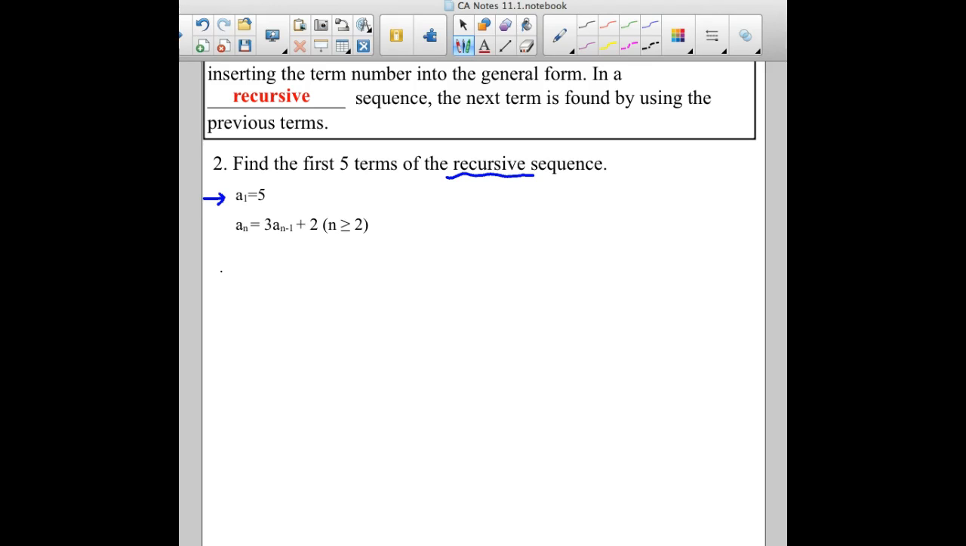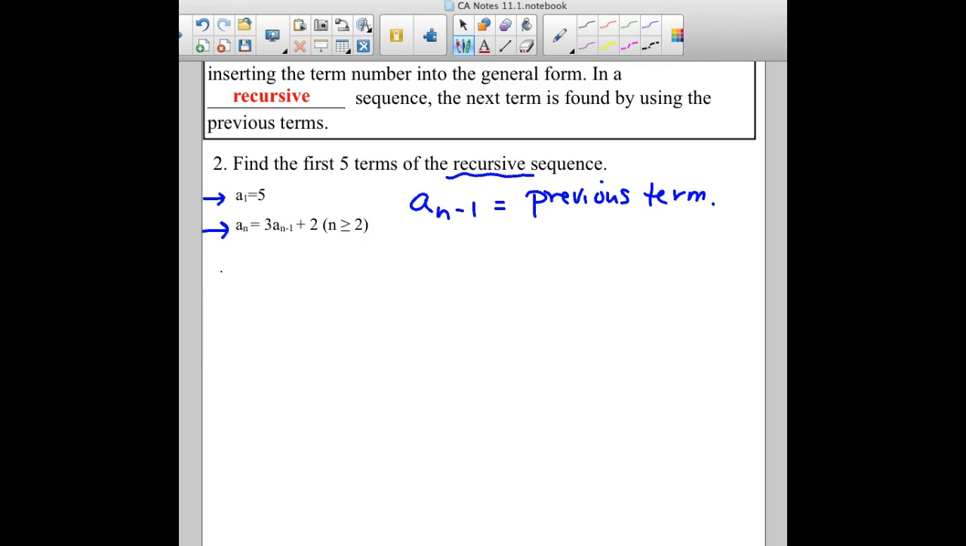The second thing that points us to the fact that this is a recursive sequence is that in our formula, in our rule for the nth term, we have this expression right here, this little a sub n minus 1. And a sub n minus 1, I want you to think of as the previous term. Okay? So in our list of numbers, if we're finding a sub n, then a sub n minus 1 is going to be the one right in front of that.